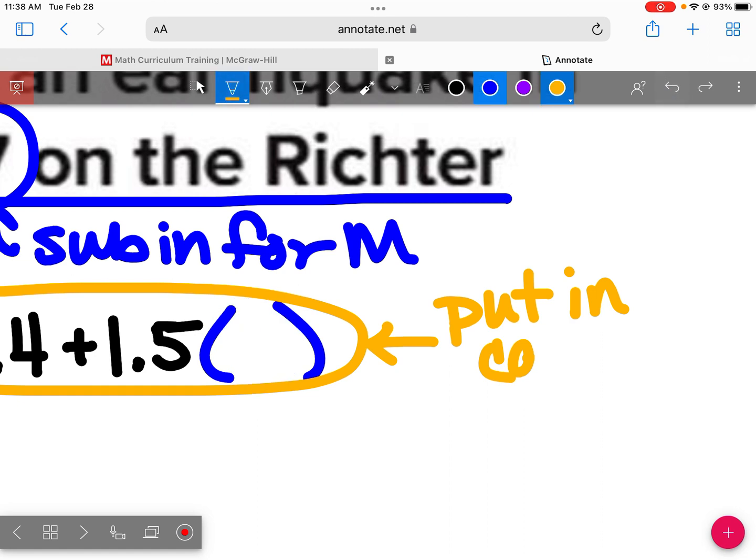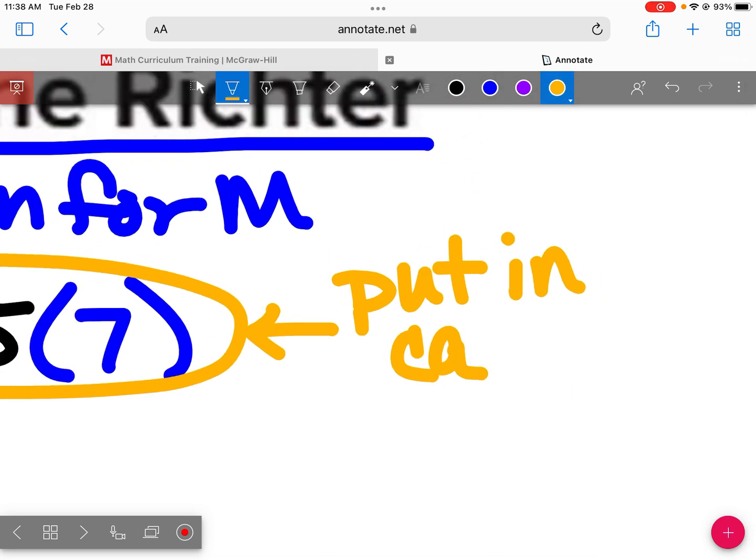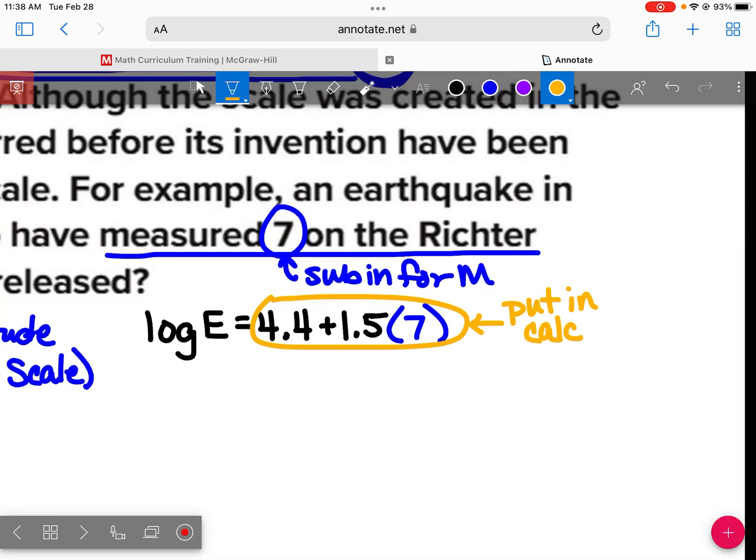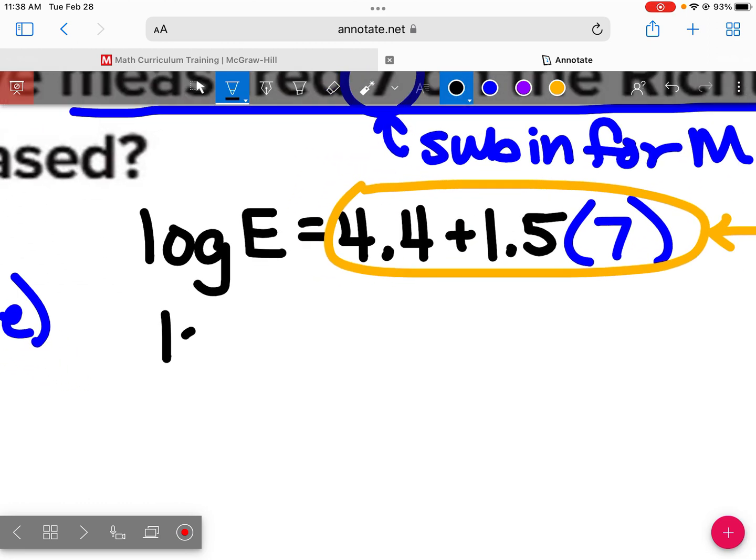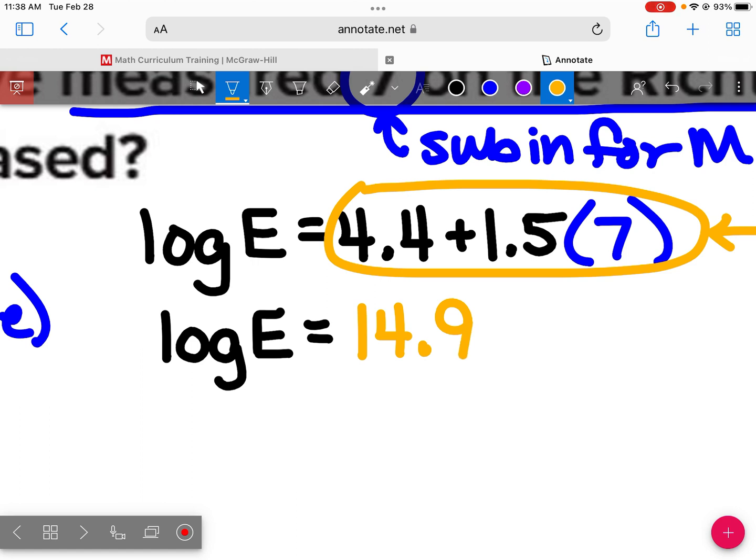We're putting 7 in. How do you put log E though? You don't need to. I said put that whole side. We don't put log E in. 14.9. You don't need to put the log in, honey. You're just putting the 4.4 plus 1.5 times 7 in.